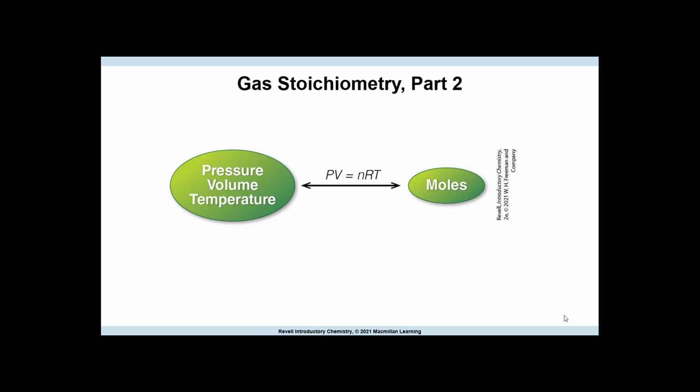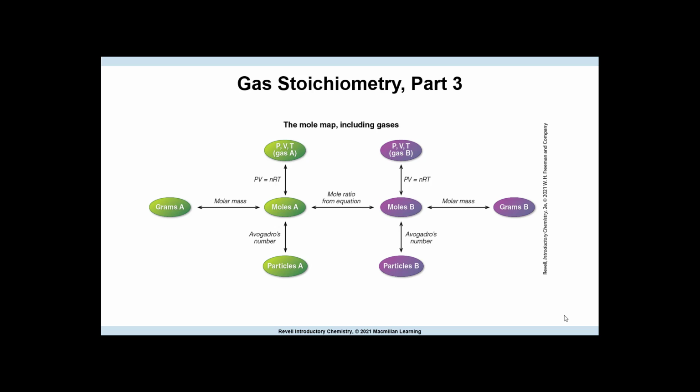At the center of these two concepts is the mole. Using the ideal gas law, we can relate pressure, volume, and temperature to the number of moles of a gas. In this chapter, we first talked about a mole map that showed the relationships between grams and moles, particles, and the balanced equation. Now we can expand that map to include gases as well.